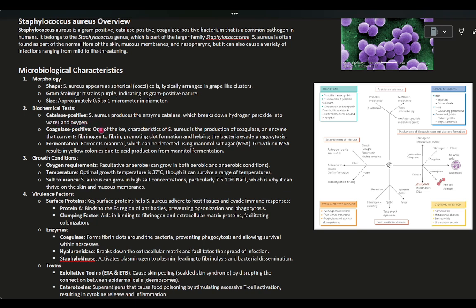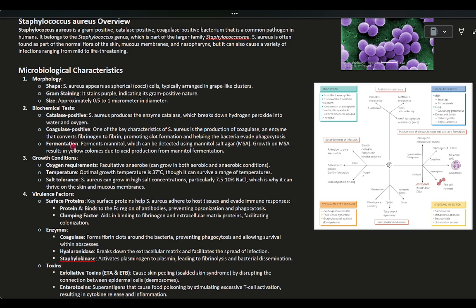If the test results indicate a coagulase-positive result, that can also indicate a Staphylococcus aureus infection because this bacteria can also produce coagulase, which is an enzyme that converts your fibrinogen into fibrin, which would then lead to clot formation. This is necessary for helping the bacteria to evade phagocytosis.